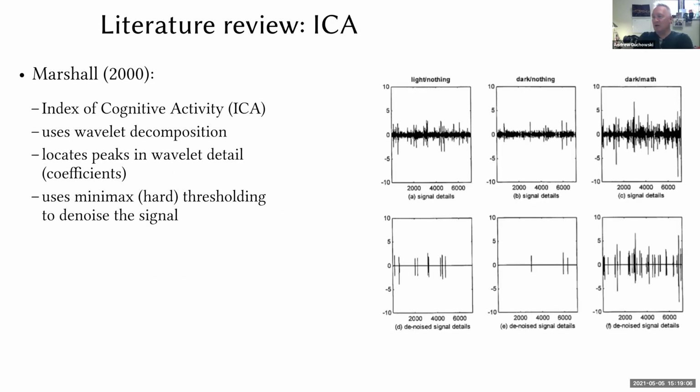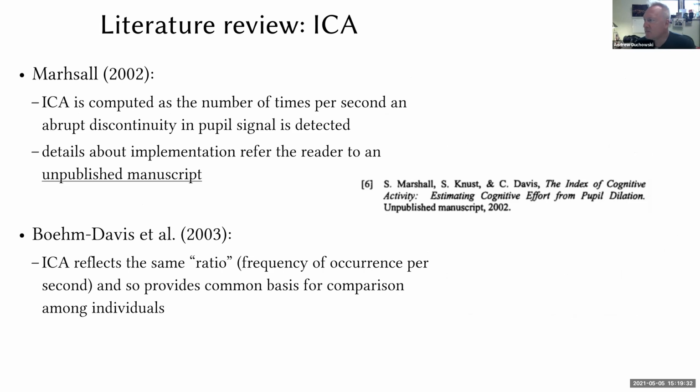So Marshall's index of cognitive activity, the ICA, measures this amount of oscillation. And you can see on the right there that in the math, there are expected larger and more frequent oscillations than with respect to doing nothing. And so they did compare light versus non-task in their experiments.